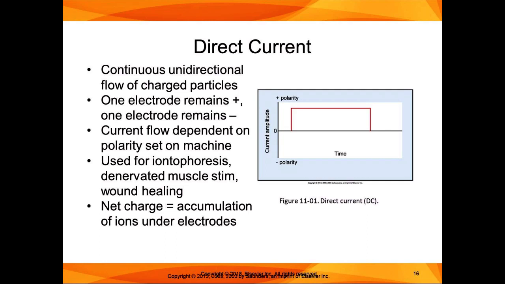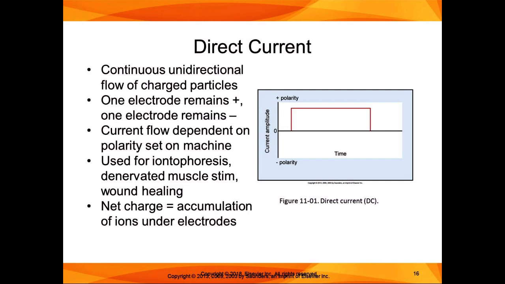So direct current is a continuous unidirectional flow of charged particles. One electrode remains positive and one remains negative. And your current flow is going to depend on the polarity set on the machine. So we mostly use it for iontophoresis, for stimulating denervated muscles, which doesn't come up all that often, and for wound healing. So in wound healing, we're trying to get charged particles to move from one place to another. In iontophoresis, we're doing the same thing, but we're doing transdermal delivery of charged medications, usually anti-inflammatories.